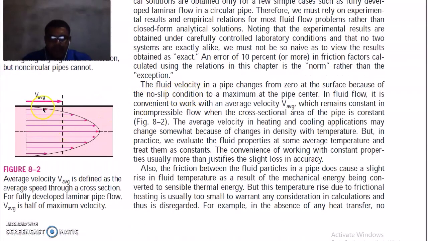The fluid velocity in a pipe changes from zero at the surface because of the no slip condition to the maximum at the center of the pipe. So in fluid flow, it is convenient to work with the average velocity. This is the average velocity, which will give the same flow rate in this pipe as when you consider the variable velocity. The average velocity in heating and cooling applications may change somewhat because of change in density with temperature. But in practice, we evaluate the fluid properties at some average temperature and treat them as constant throughout.